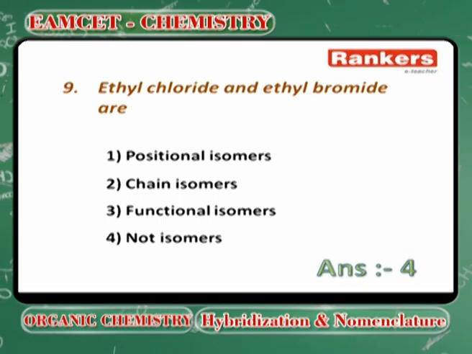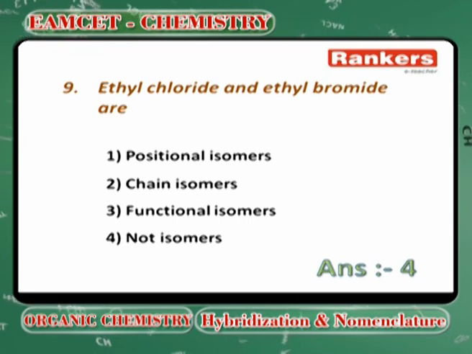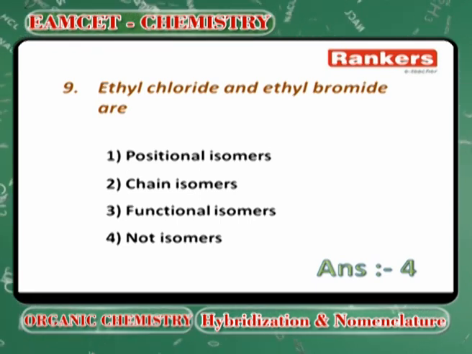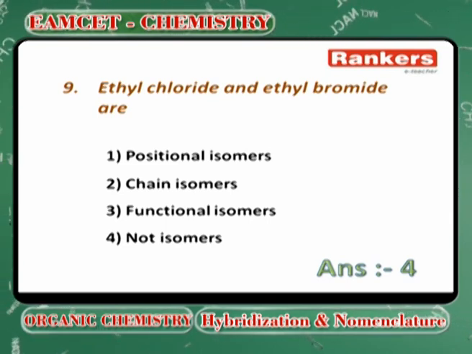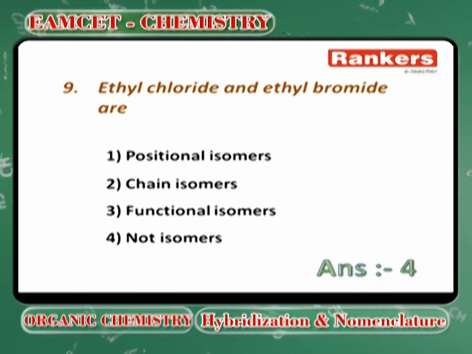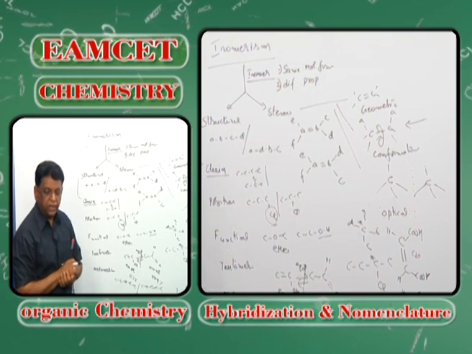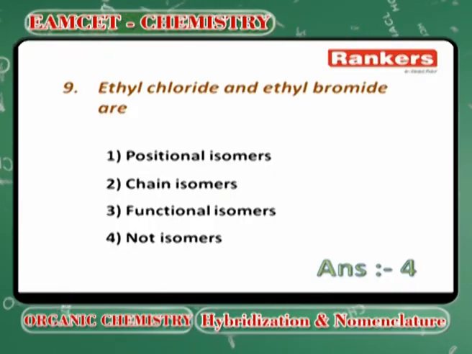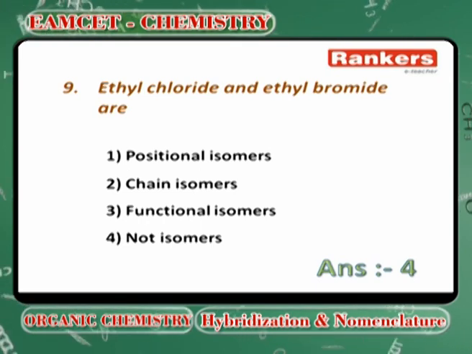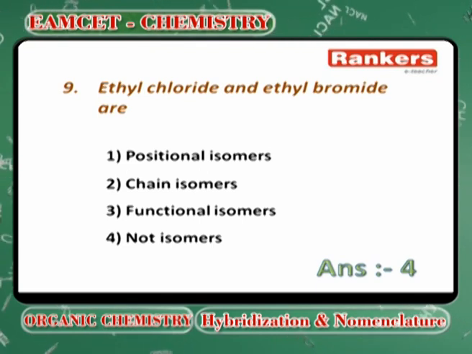Ethyl chloride and ethyl bromide, what type of isomers is he asking. This is a somewhat misleading question once again. In one compound we have chlorine, in the other compound we have bromine. So they have no relation, the same molecular formula is not fulfilled. Therefore they are not isomers at all. So the fourth option is the right answer. We think it is functional isomerism because of chlorine and bromine, but they are not isomers. Next.